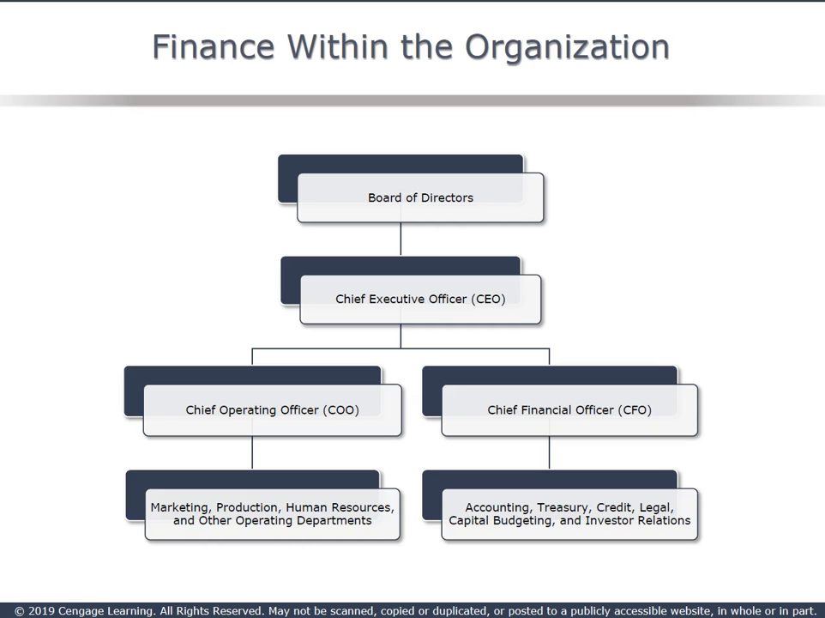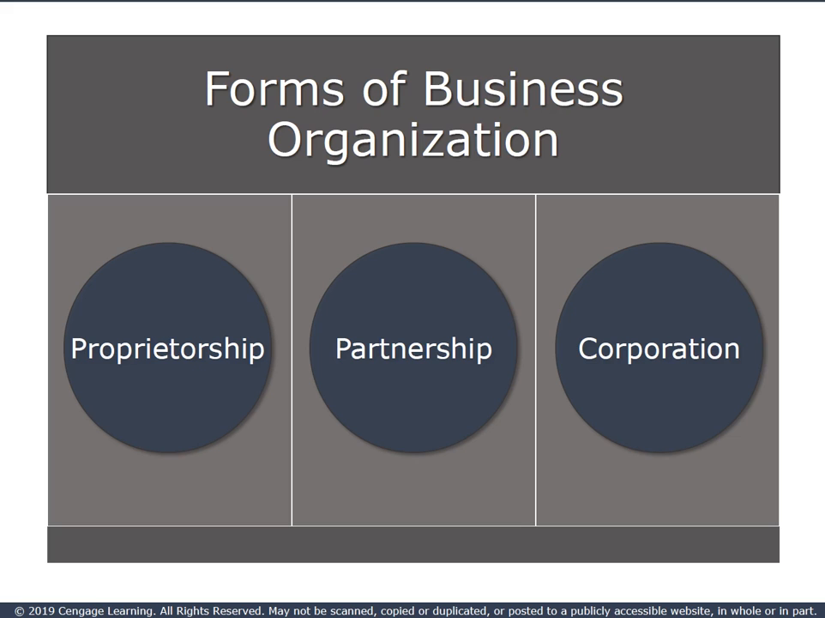Within an organization, the chief financial officer usually reports directly to the chief executive officer, and as we see here, there are multiple functions which the CFO is responsible for. Accounting, treasury, which is cash management, credit, extending credit to customers, legal, capital budgeting, and investor relations.